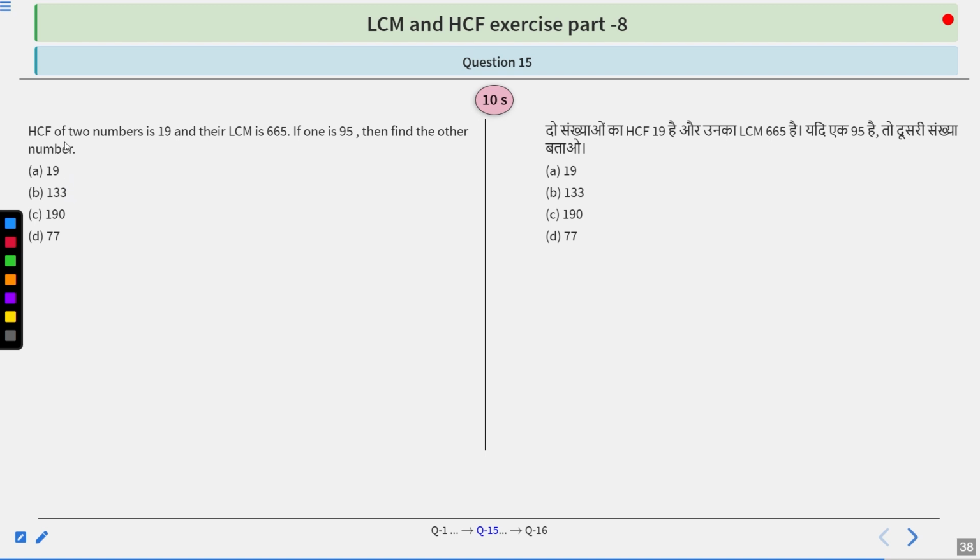Next, the HCF of two numbers is 19 and their LCM is 665. If one of them is 95, then find the other number, and options are 19, 133, 190, and option number D is 77. And you have 10 seconds to find out the correct answer.